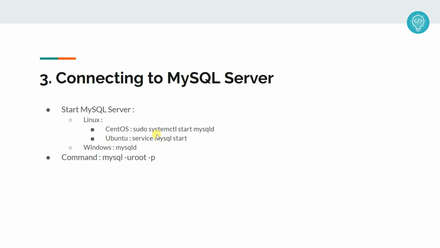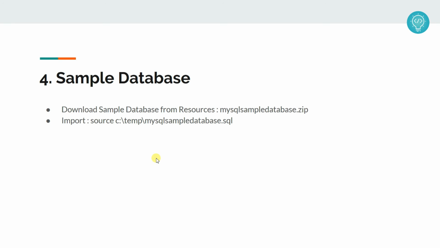Alright guys, so now we have successfully installed our MySQL server and we have connected to the MySQL server using this mysql -u root -p command, and we have also connected to the MySQL server using the MySQL command line tool in Windows. If you are in Linux or Mac OS, you should have followed this command to log into the MySQL server. So now let's check out a sample database.